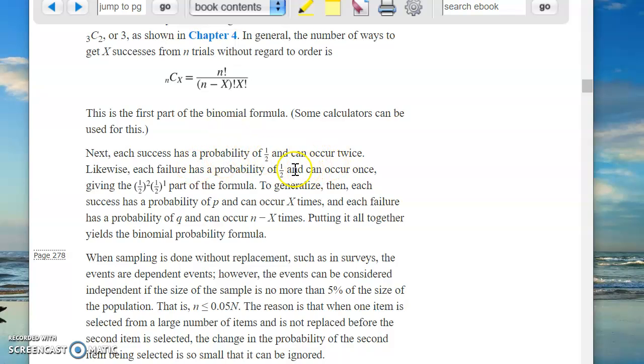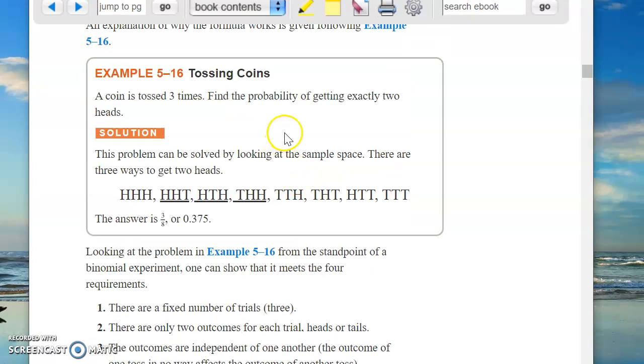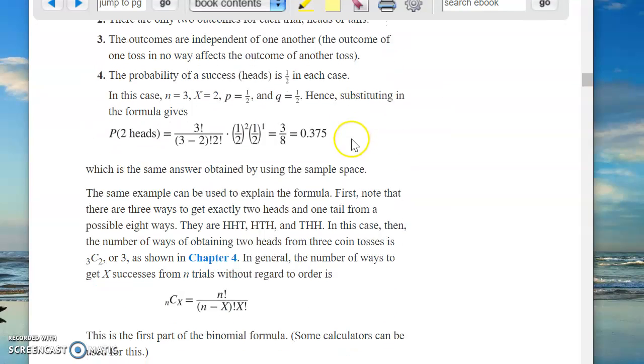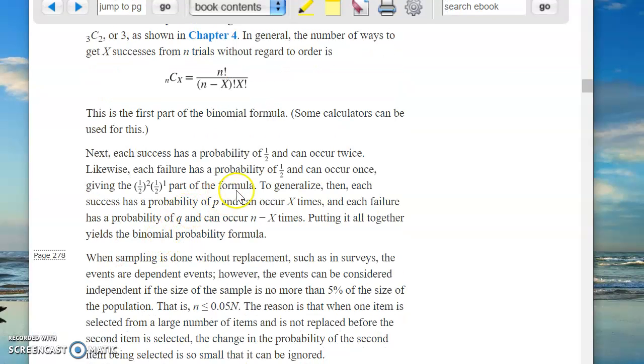Each success has a probability of 1/2 and can occur twice. Okay, I think it'd be more clear if he said, instead of saying it can occur twice, it must occur twice. In other words, for this experiment, to get this outcome, that's what we want. We want to find the probability of getting exactly 2 heads. So it must occur twice. Each success must occur twice. You have to get a head and a head, 2 times. Each failure has a probability of 1/2 and must occur once.